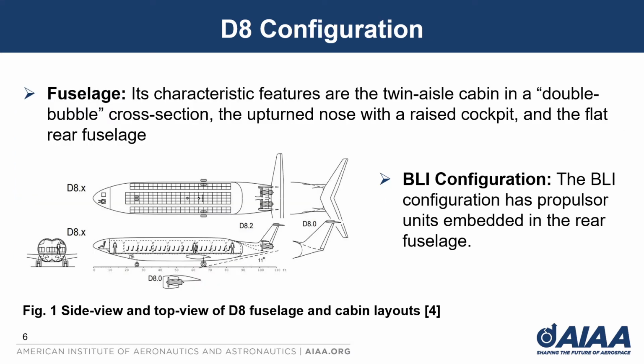The D8 configuration. Fuselage. Its characteristic features are the twin aisle cabin in a double bubble cross-section, the upturned nose with a raised cockpit, and the flat rear fuselage. BLI configuration. The BLI configuration has propulsion units embedded in the rear fuselage.